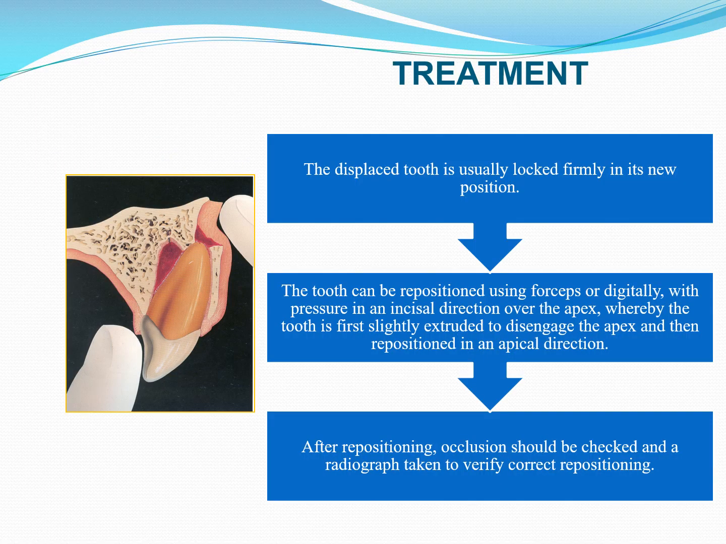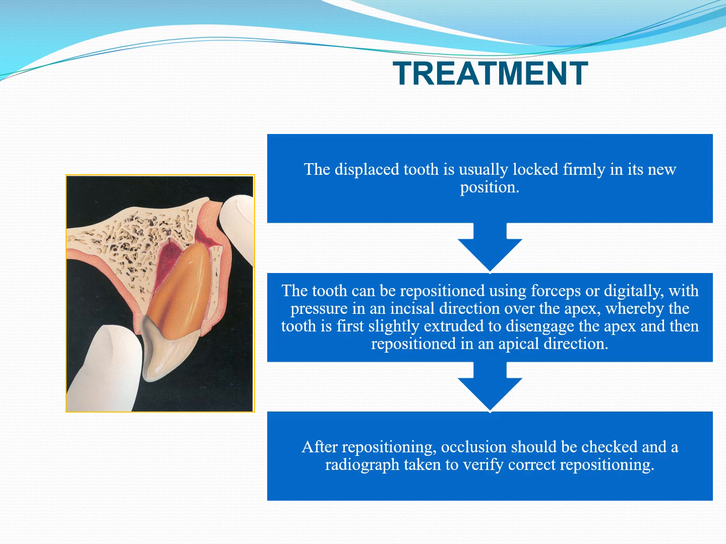What is the treatment? The displaced tooth is usually locked firmly in its new position. So you give a local anesthesia, and then the tooth can be repositioned using forceps or with the fingers, with pressure in an incisal direction over the apex, whereby the tooth is first slightly extruded to disengage the apex and then repositioned in an apical direction. So you need to get the tooth back to its original position.